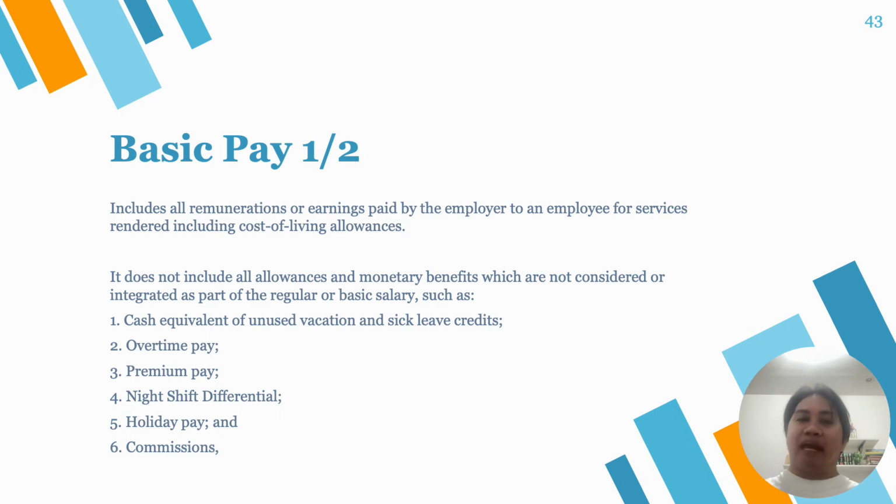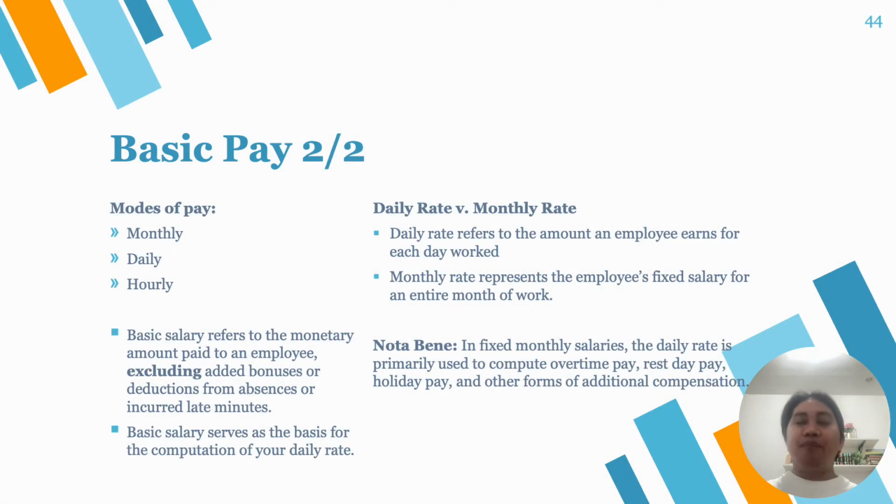So when you say basic pay, it's literally the basic pay. It's without all the other trappings of allowances and commissions. But take note that basic pay includes cost of living allowances. Right? Now, the modes of payment of your basic pay could either be monthly, daily, or hourly. The basic salary refers to the monetary amount that is paid to an employee, excluding again all bonuses or deductions from absences or incurred late minutes.